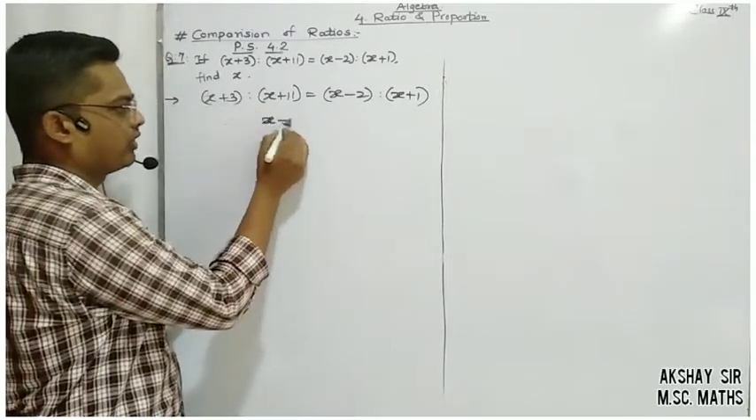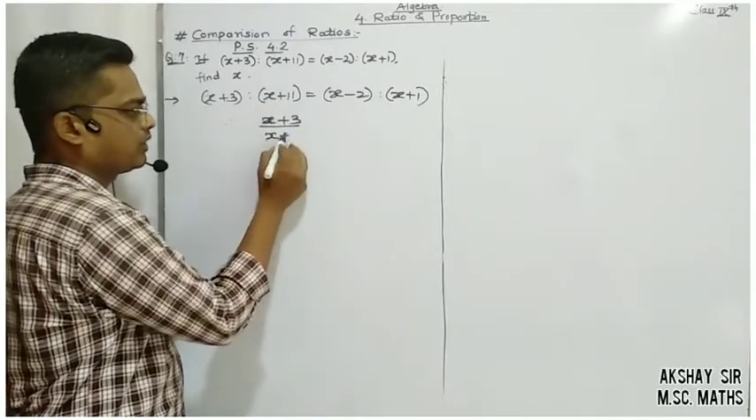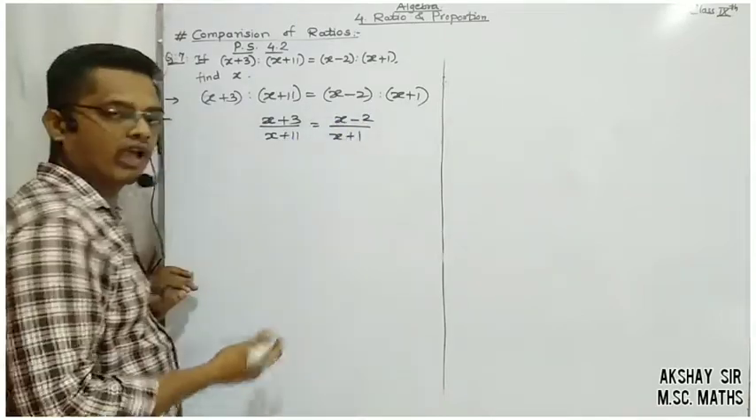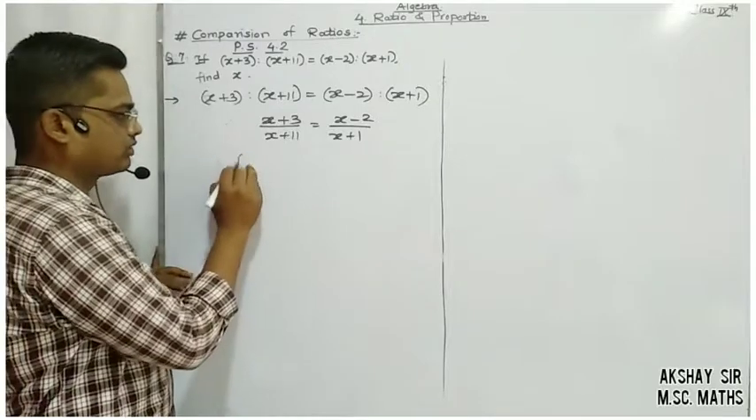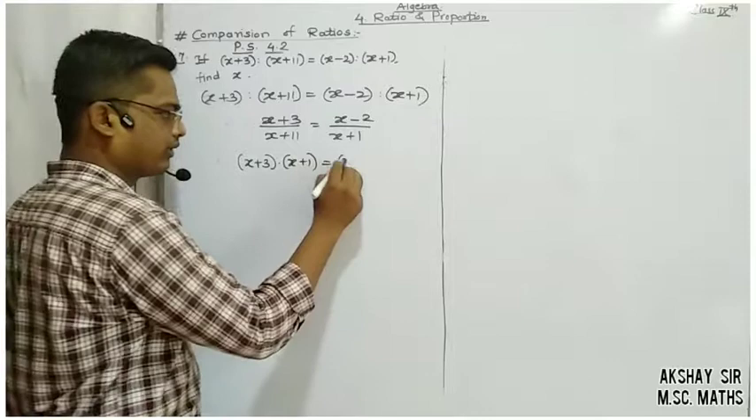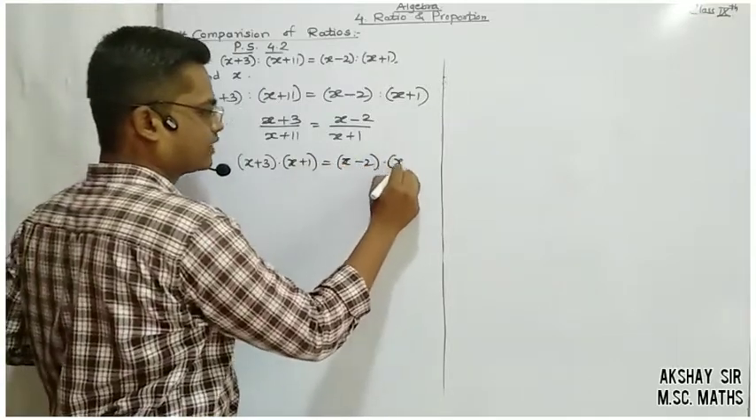We will first convert the ratios into rational form. x plus 3 upon x plus 11 equals x minus 2 upon x plus 1, and then we'll do the cross multiplication of these two. So we'll get x plus 3 into x plus 1 equals x minus 2 into x plus 11.